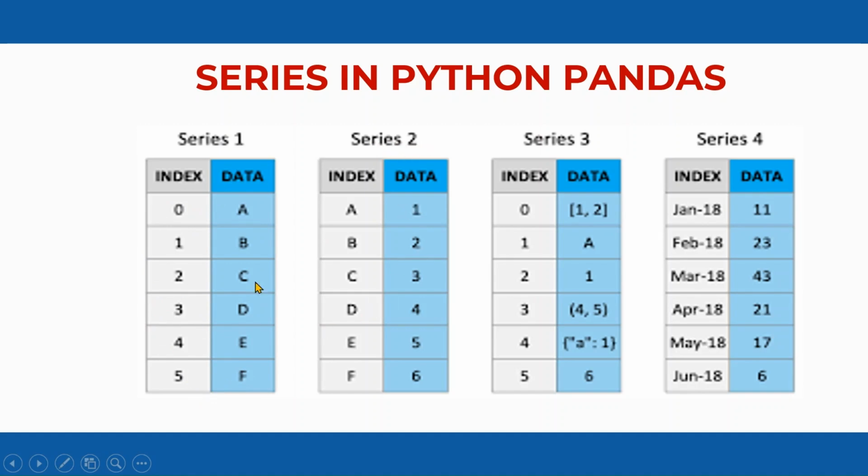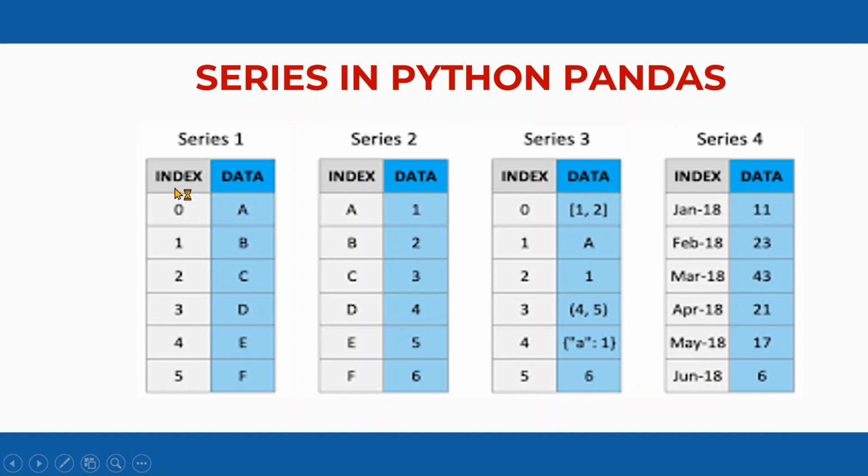Suppose you take series 2. I don't want 0 to 5 like numerical numbers. I want to put the index as A, B, C, D, E, and F. So here the data is in numerical format, but the index I want to change. Apart from 0, 1 to 3, I want to put capital A, B, C, D, F like this. You can change it. Then if you take series 3, here we have data of a list, then an alphabet, then a number, then a tuple, then a dictionary, and then a numerical number. So here also by default the index starts from 0 to 5, and here you can see the index is changed to the date format, and this is the actual data.